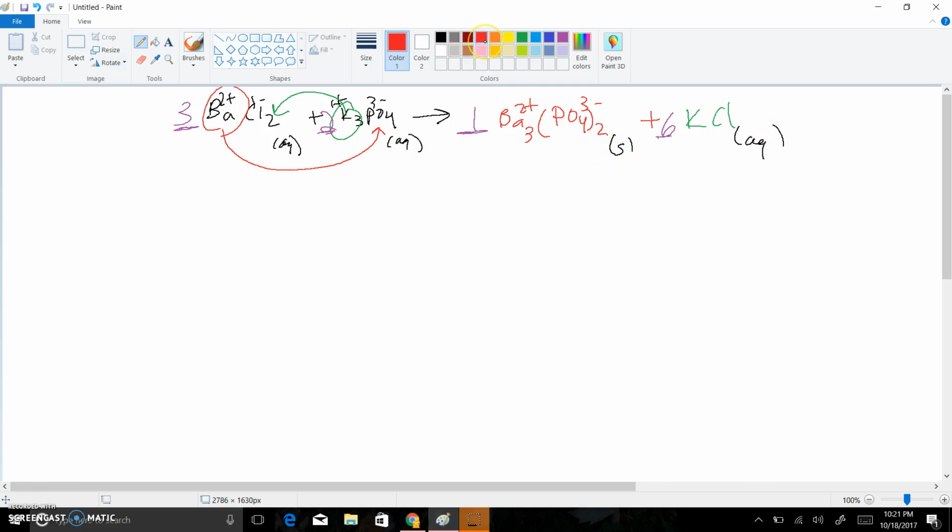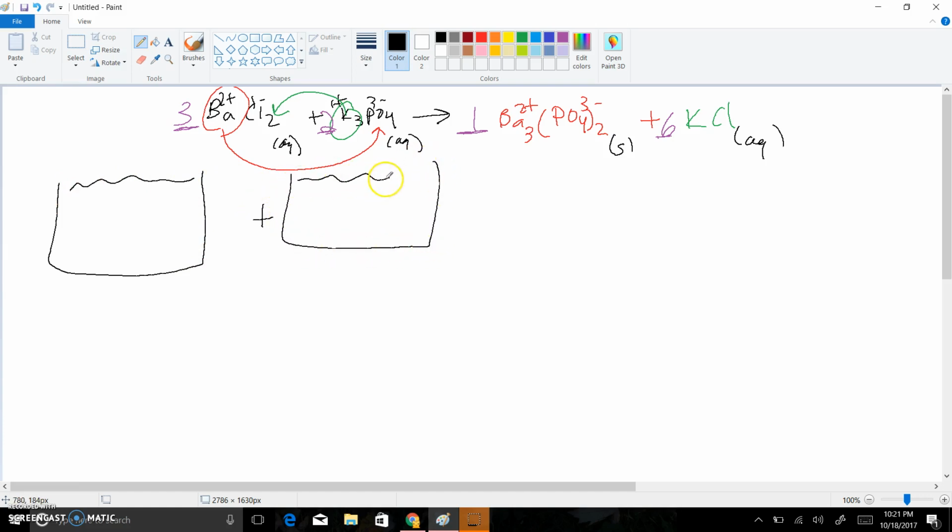So now I'm going to draw each of these things as they mixed. In other words, first I had a pipette or a beaker full of barium chloride, and then I took a beaker or a pipette full of potassium phosphate, and I mixed the two together to make a new beaker of whatever this looks like. So I'm going to draw what it looks like at the molecular level.